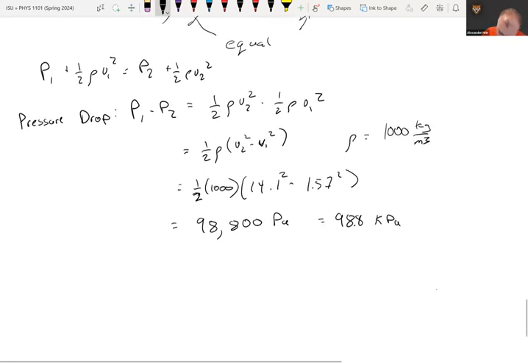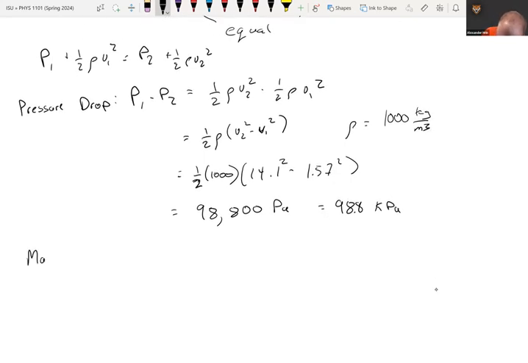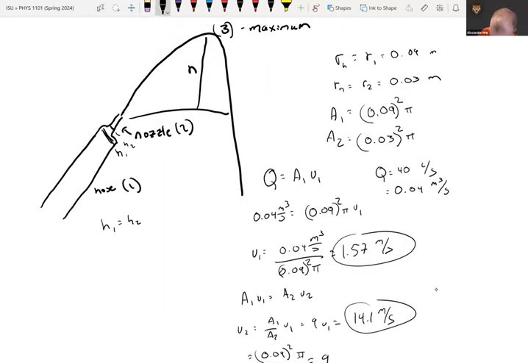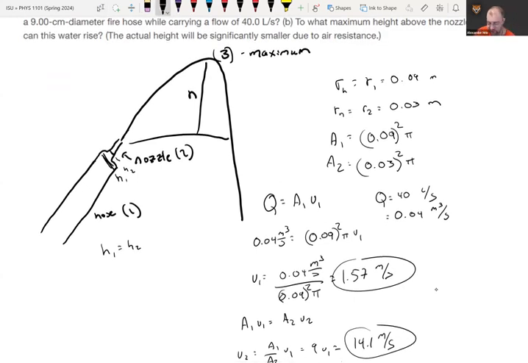Now, the maximum height. We can do this 2 different ways. Basically what I would do is go between points. I'm going to scroll back up to here, between points 2 and 3. The reason I'm going to pick point 2 is because we already know that this is the pressure when leaving the nozzle.